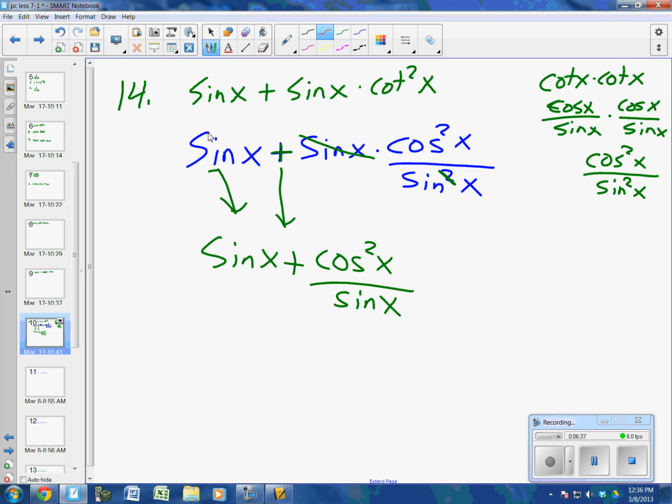Okay, Sean mentioned that we need to get a common denominator to add these together. Right now, that one has a denominator 1, and we have a sine as a denominator here. So what is the common denominator, you guys? Sine, right? Sine of x. Okay, and we changed the denominator of the one on the left. What did we change it from 1 to sine? So we timesed 1 by sine.